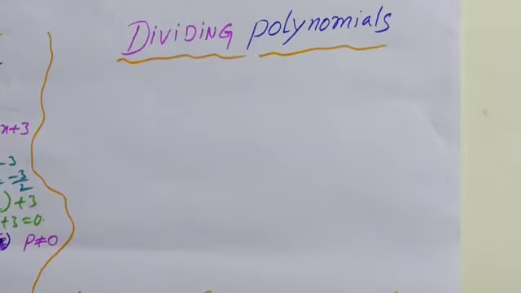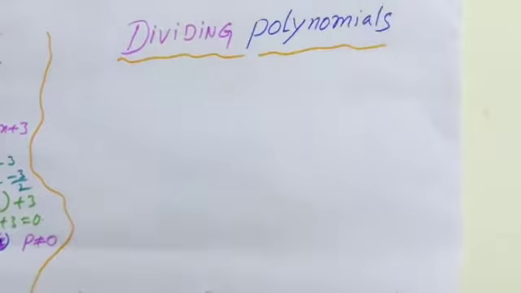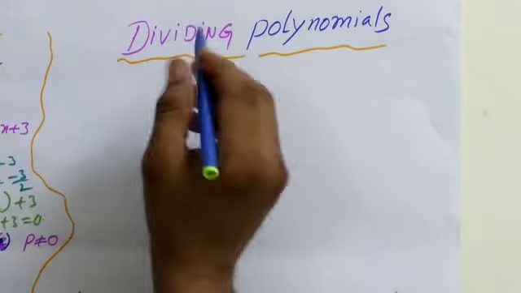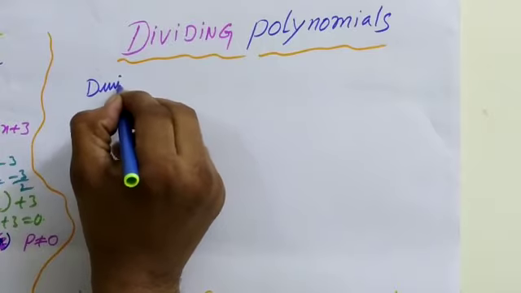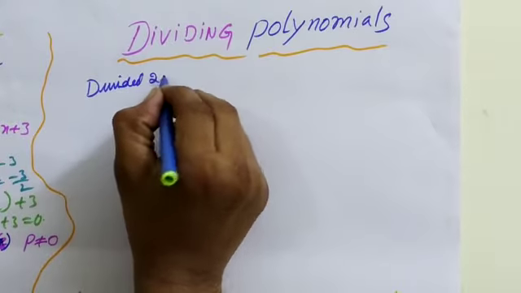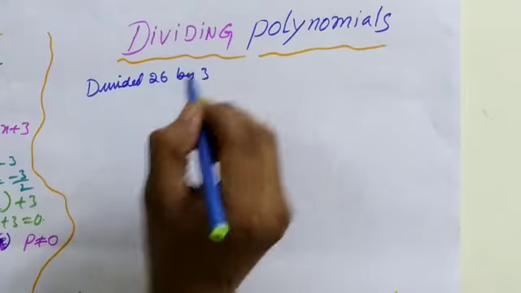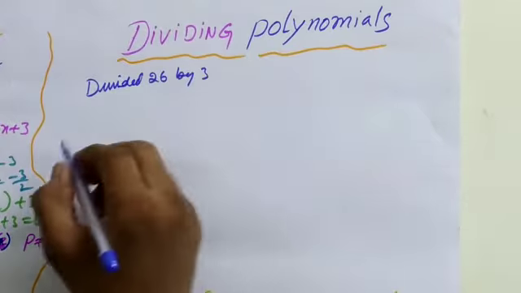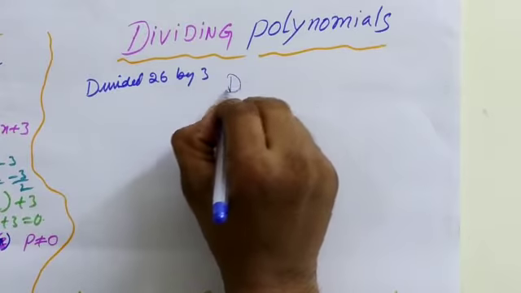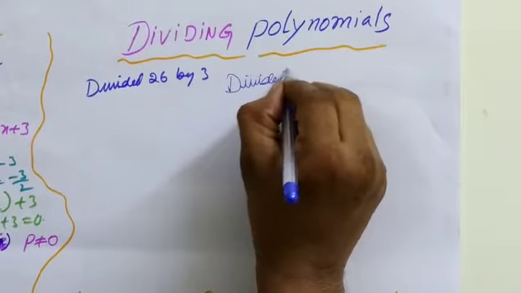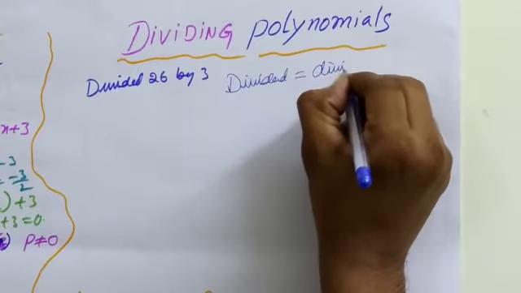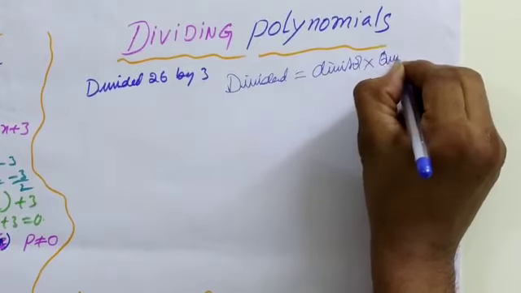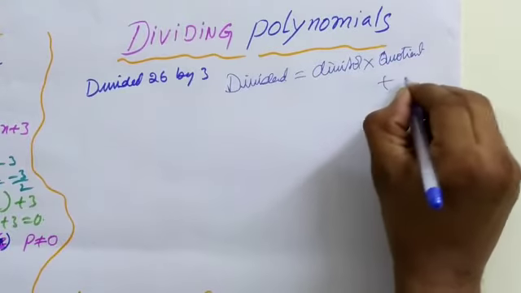Dividing the polynomials. First of all, we discuss the constants. For example, divide 26 by 3. Therefore the division algorithm. What is the division algorithm? Already well known to you. Dividend is equal to divisor into quotient plus remainder.